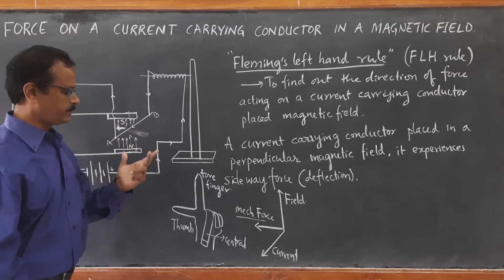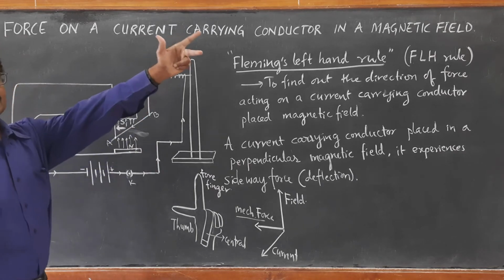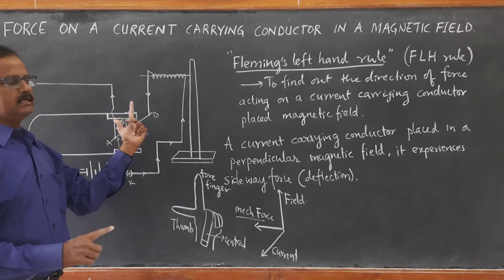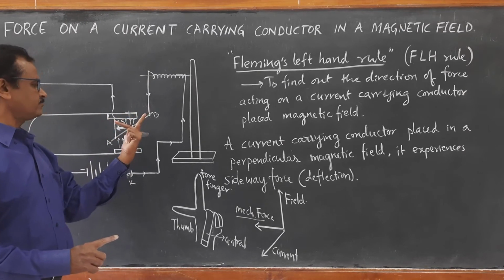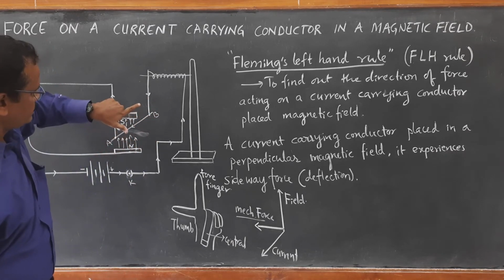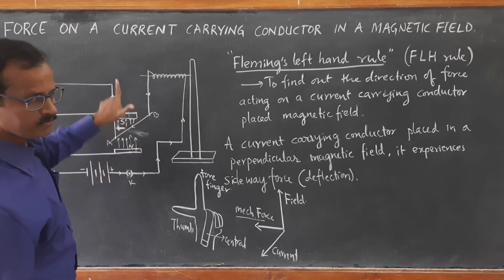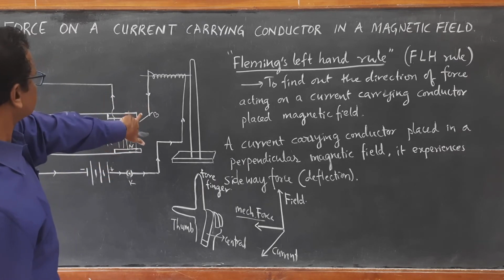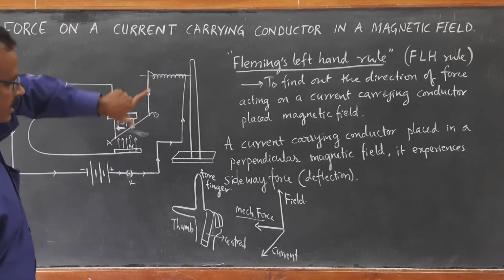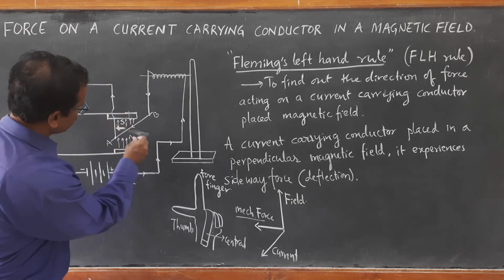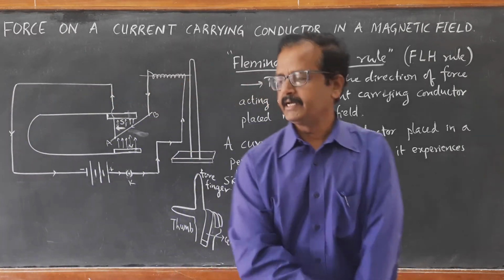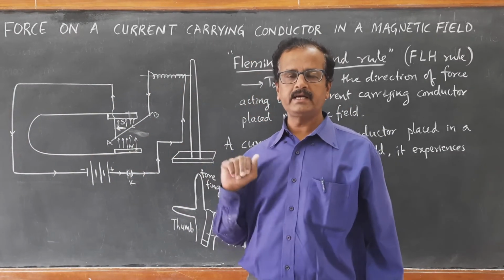So again, you can make use of the first three fingers of your left hand. Stretch your forefinger along the direction of field, central finger along the direction of current. The thumb gives you the direction of mechanical force. When you change the polarity, this again shows the direction of force, the central finger showing the direction of current, and the thumb is now sideway in this direction. So that shows the direction of mechanical force experienced by the current carrying conductor.